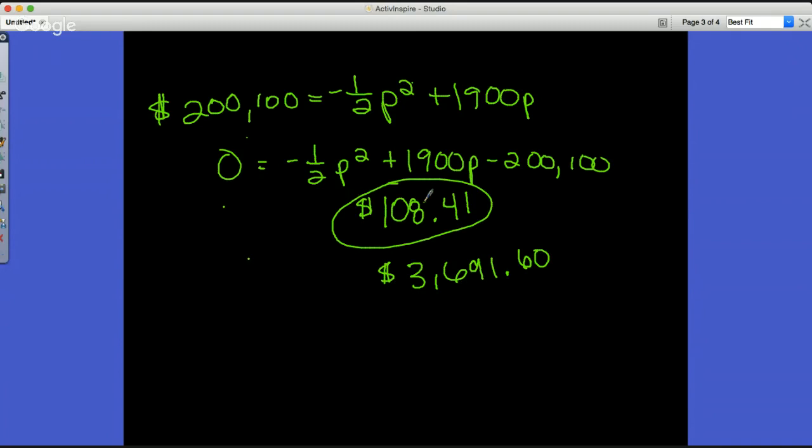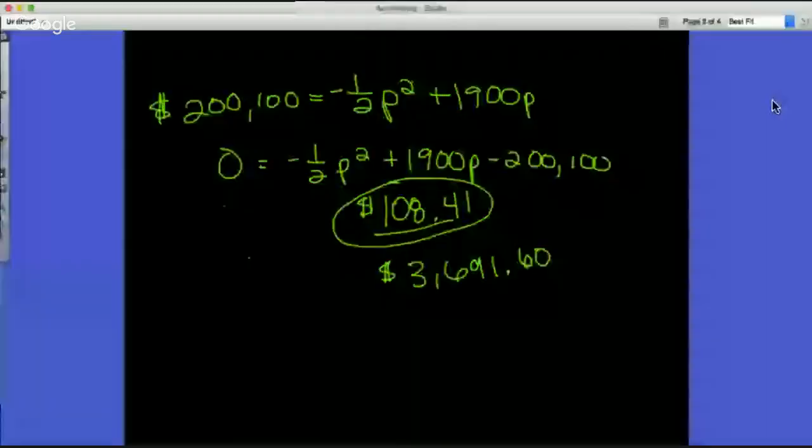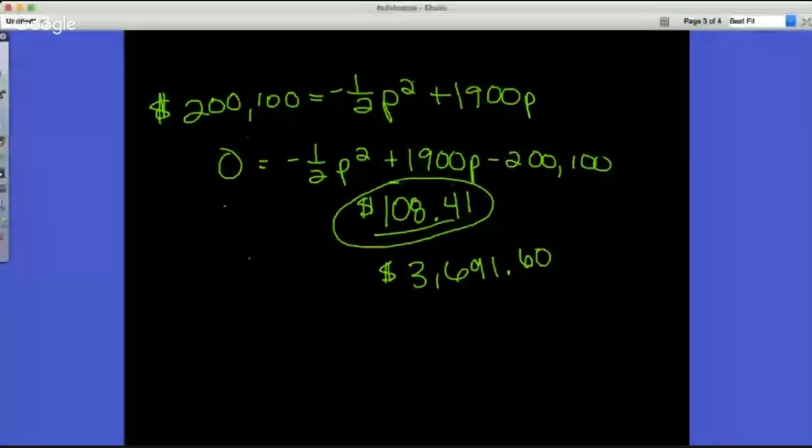And this other one really goes outside of what we're looking for. We're looking for unit price. If you think of unit price, we would be talking about $108.41. All right?